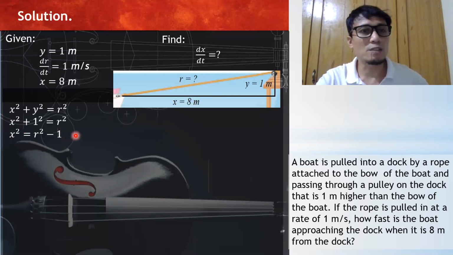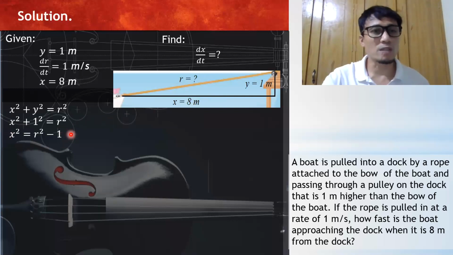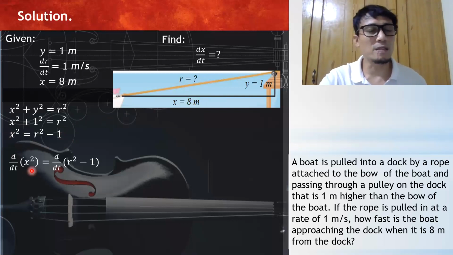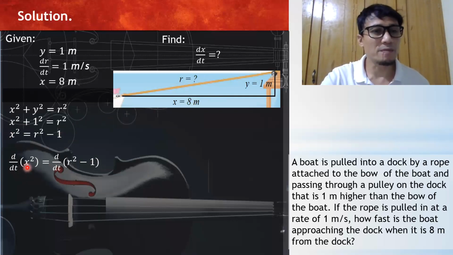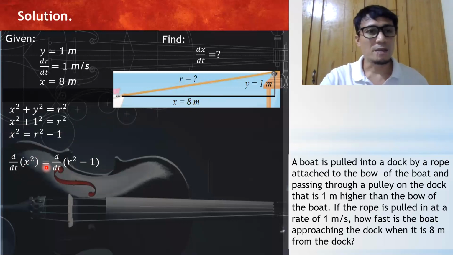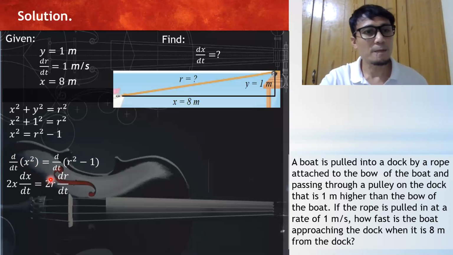So what we're going to do here is to differentiate both sides with respect to time, okay? So you have d/dt of x squared equals d/dt of r squared minus 1. And then the derivative of x squared with respect to time. X and r are functions of time. So using the chain rule or the implicit differentiation, this is 2x dx/dt, right? While r squared, the derivative of that with respect to time is 2r dr/dt, and the derivative of 1 is equal to 0. So that's why we have this expression, okay?